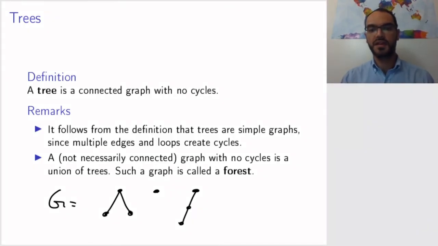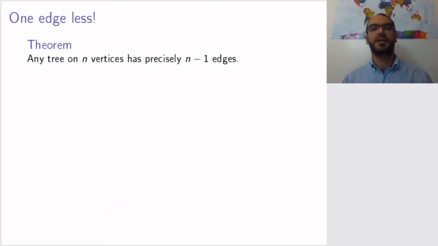One feature that trees have is that this no cycle condition means that they cannot have too many edges, and the connectedness means that they cannot have too few edges. In fact, perhaps surprisingly, we can prove that any tree has precisely one edge less than the number of vertices. So a tree on n vertices has precisely n minus 1 edges. The slogan is one edge less, or one edge fewer.